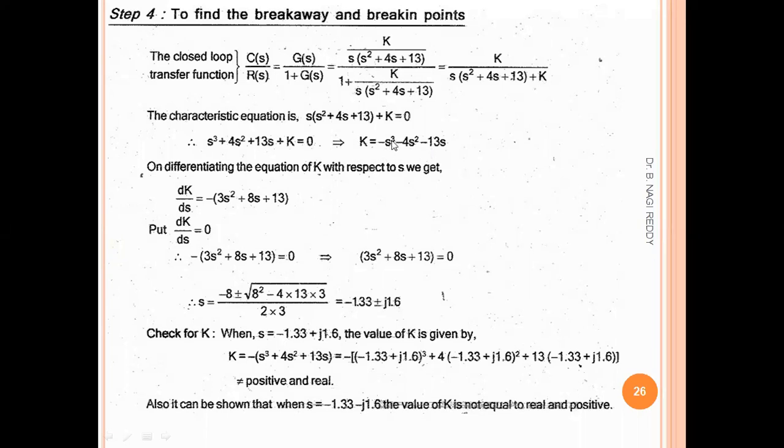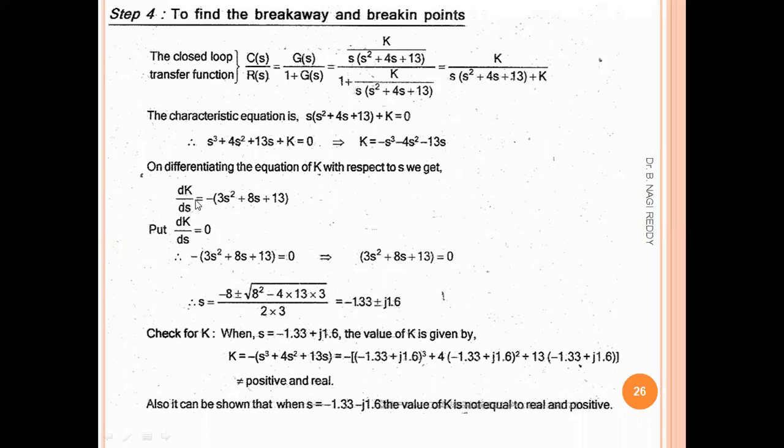Now minus s cube gives minus 3s square. Here minus 2 into 4, which is 8s. Here minus 13. After differentiating, we get minus 3s square minus 8s minus 13. All these three terms have the minus, so take the minus coefficient as common. So we have calculated the differentiation, which is dk by ds.